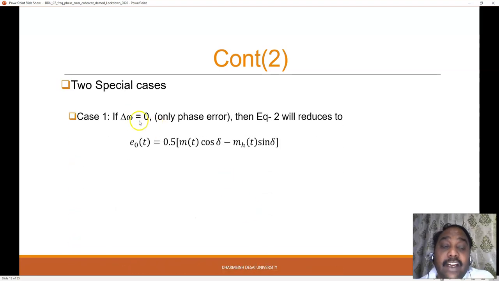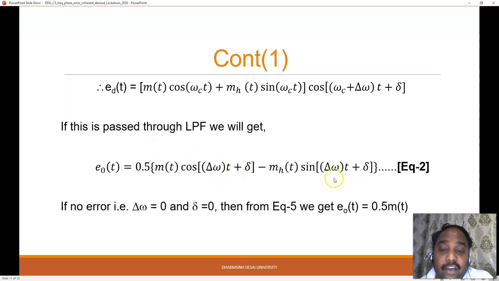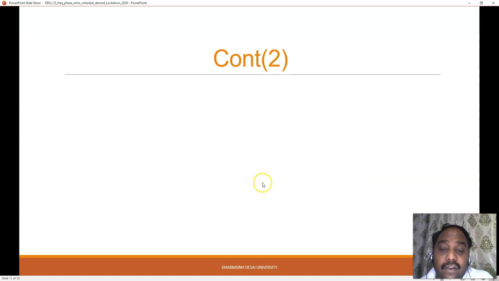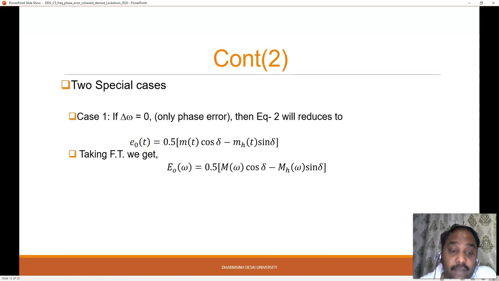If delta omega is 0, it means only phase error exists. In the previous case we have seen that if delta omega is 0, only sin delta and cos delta will remain. So I'll get 0.5 m of t cos delta minus m h of t sin delta. Now this in the time domain you cannot understand very clearly. So what we will do is take the Fourier transform of this and try to understand. If I take the Fourier transform, and call it E0 of omega, what I'll get is 0.5 m of omega cos delta minus m h of omega sin delta.